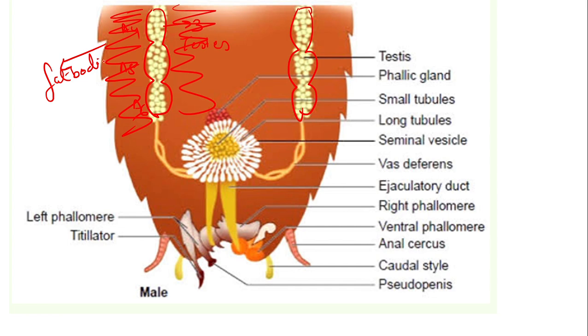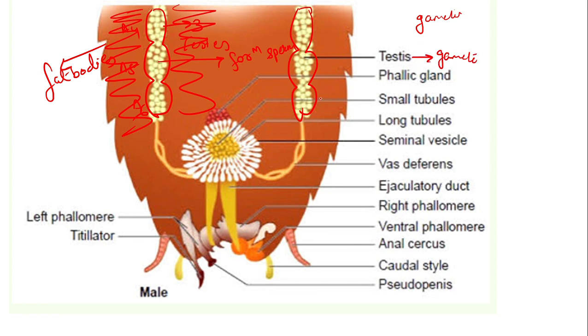What is the function of the testes? It is going to help in the formation of sperm. Primary organs are nothing but those which produce the gamete. So the testes is the one which is going to produce the gamete.